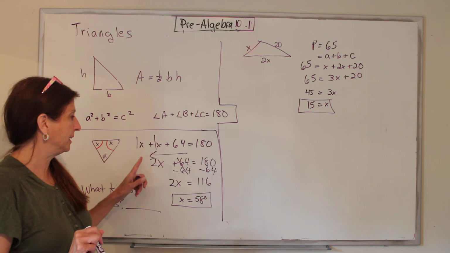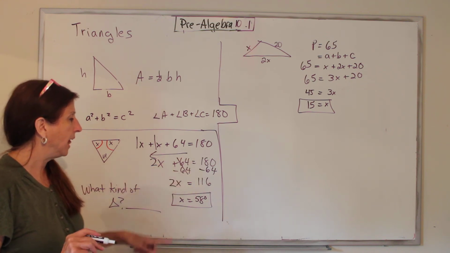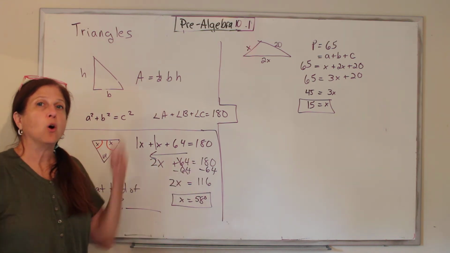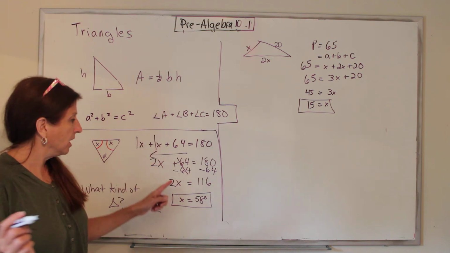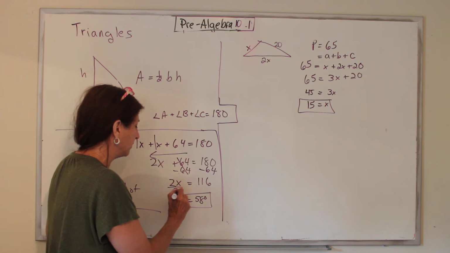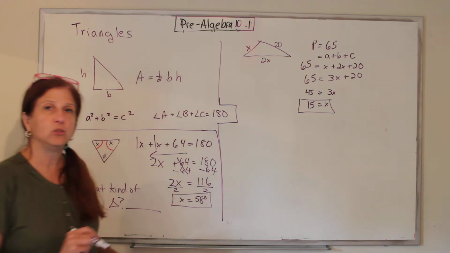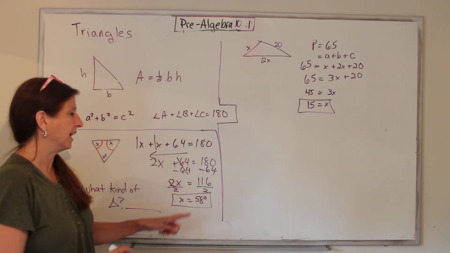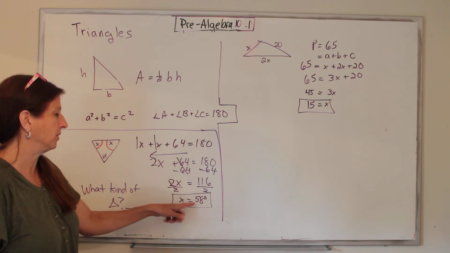We bring down what we didn't mess with, the 2x and the equals, and we ask our question again. Why is x not alone? It's being multiplied by 2. So what's the opposite? Divide by 2. What you do to one side, you do to the other. These cancel out. 116 divided by 2 is 58.